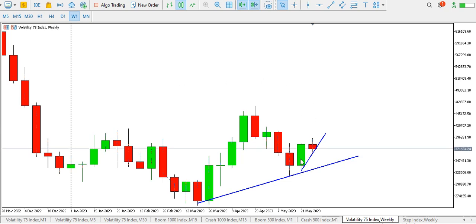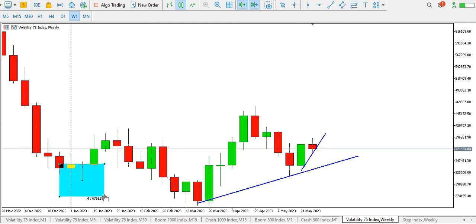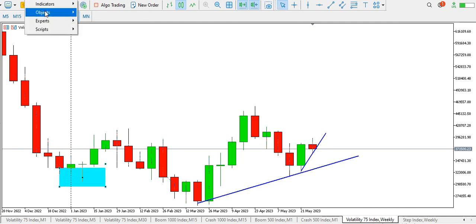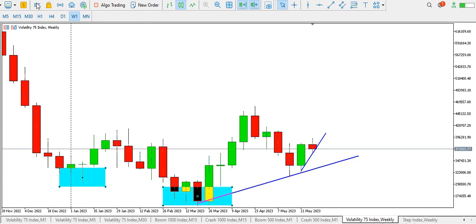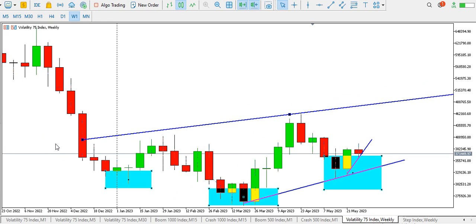On the weekly time frame, what I see is that price is trying to give us something like an inverted head and shoulder. This is my left shoulder. This is the head, and this is the right shoulder. Okay, that's all I see. So the neckline should be something like this. I should be having that as the neckline.